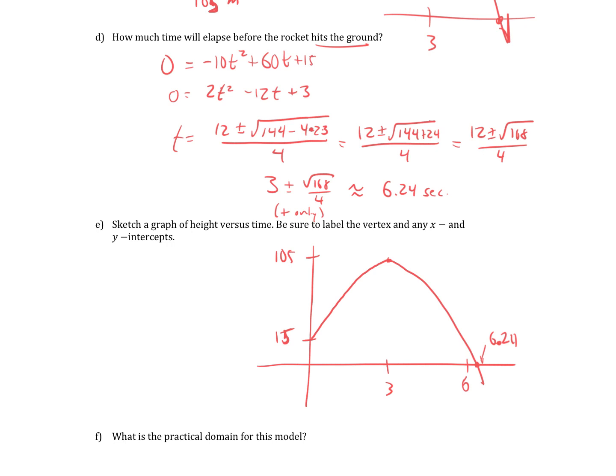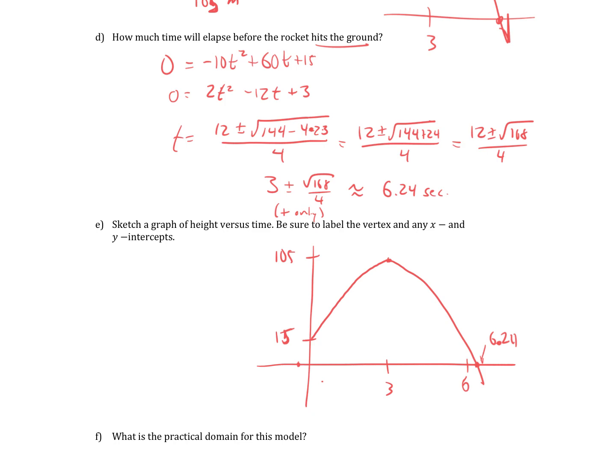What am I supposed to label? Label the vertex and any intercepts. Okay, I got the vertex, I got the intercepts. Oh, there's another one over here. Do I care about this, really? This is 3 minus the square root of 168 over 4. Technically, that's an intercept, but it's outside the practical domain. I'm not going to make you do that. Never mind, let's not worry about that.